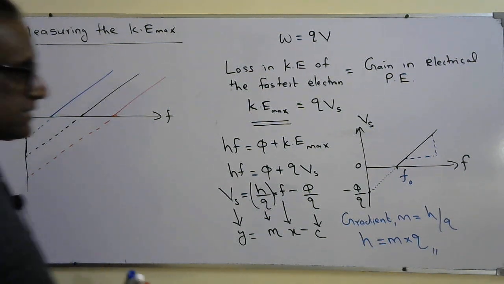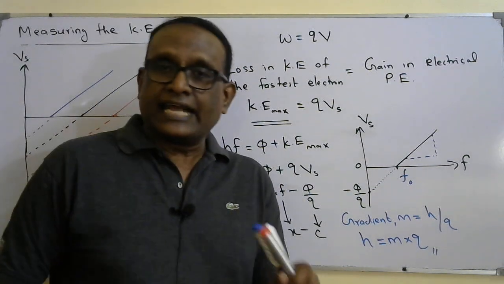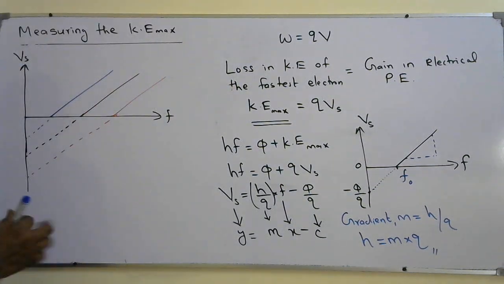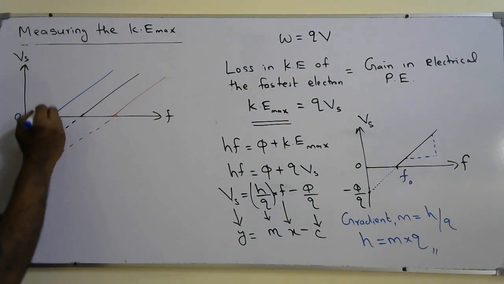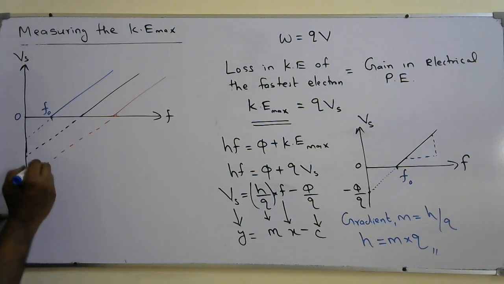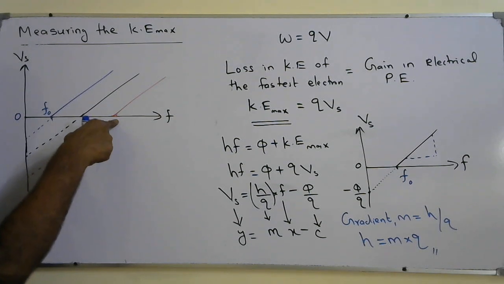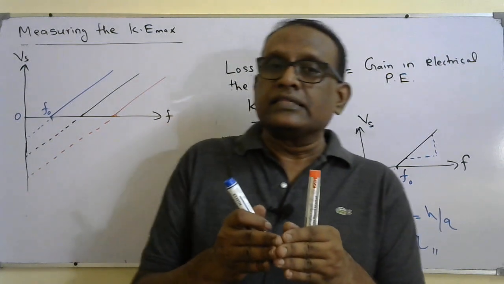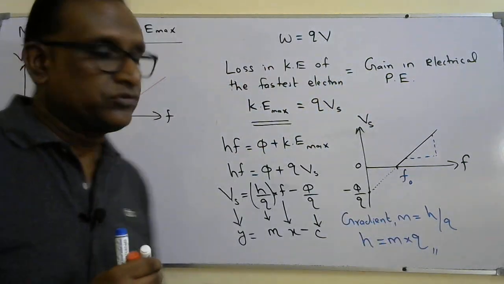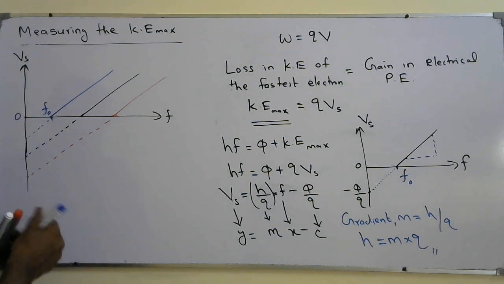But the photovoltaic cell that has the lowest threshold frequency will be closer to the y-axis. This may be the lowest threshold frequency. If not, this is the next highest threshold frequency. This is the maximum threshold frequency. So the emitting electrode with the lowest threshold frequency will be closer to the origin. That will have the lowest threshold frequency, meaning phi equals hf naught.